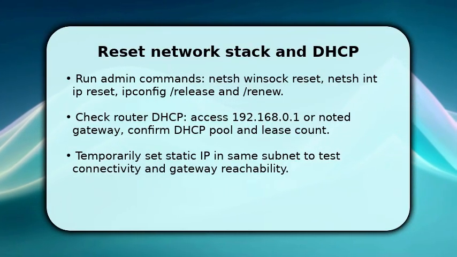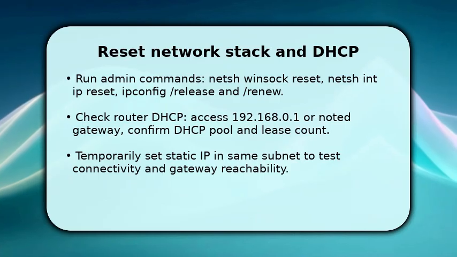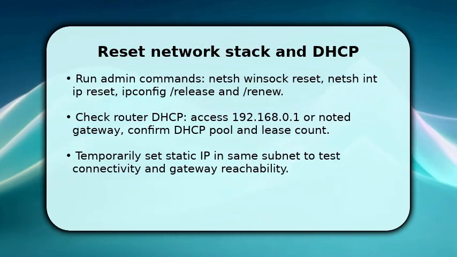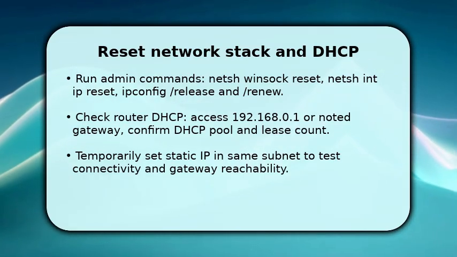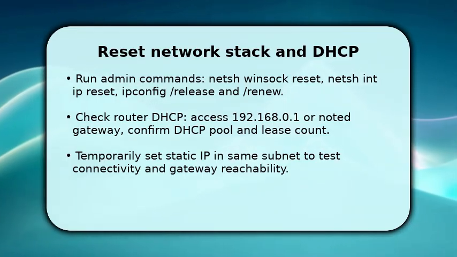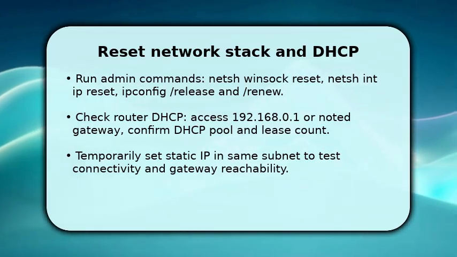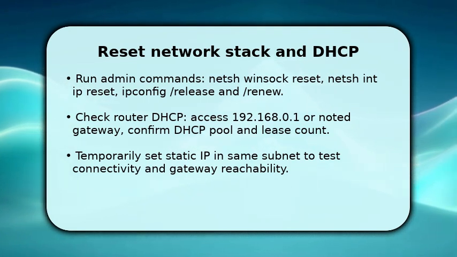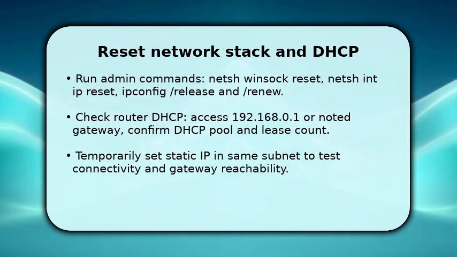After that, log into the router at the gateway IP and verify DHCP is enabled. The pool size covers your devices and lease counts aren't maxed. If renew fails, assign a temporary static IP in the same subnet with the router gateway and test, ping the gateway, to isolate whether DHCP or routing is the issue.